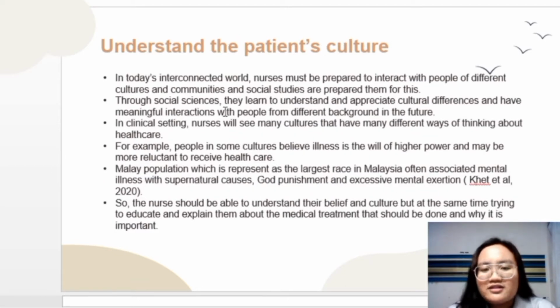Understand the patient's culture. In today's interconnected world, nurses must be prepared to interact with people of different cultures and communities, and social studies prepare them for this. Through social science, they learn to understand and appreciate cultural differences and have meaningful interactions with people from different backgrounds in the future. In clinical settings, nurses will see many cultures that have different ways of thinking about healthcare.